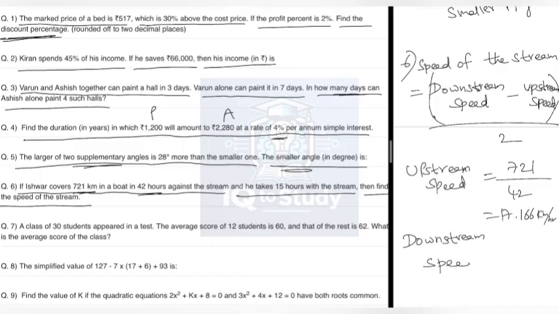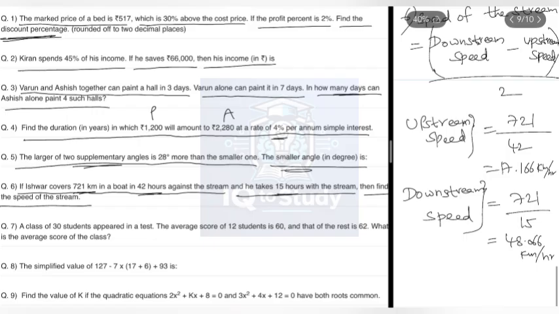In the same way, downstream speed is equal to 721 divided by 15, which is equal to 48.066 kilometers per hour. Let's substitute this in the above formula.